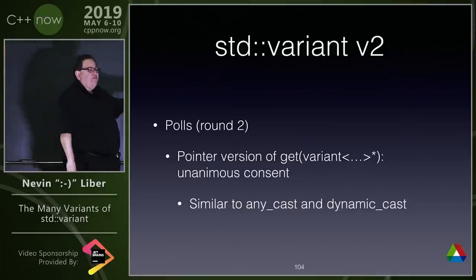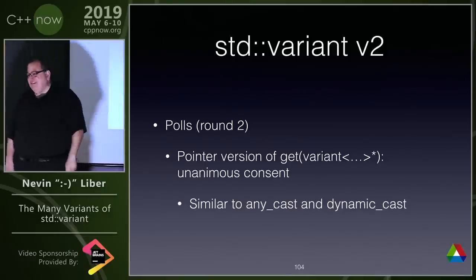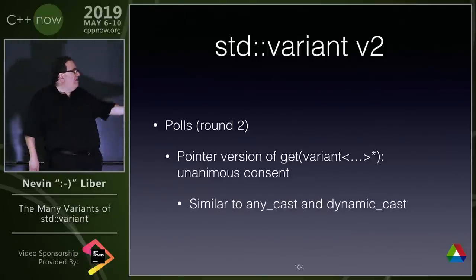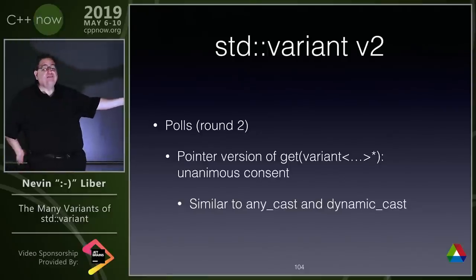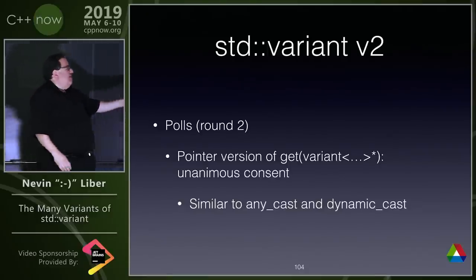Do we want a pointer version of get? If you look at boost any or standard any or dynamic cast, if you do a get on the address of it, you get a version that doesn't throw. If you're asking for a reference back, it's got to give you the reference, or if it's not there, it has to throw. We all wanted that.